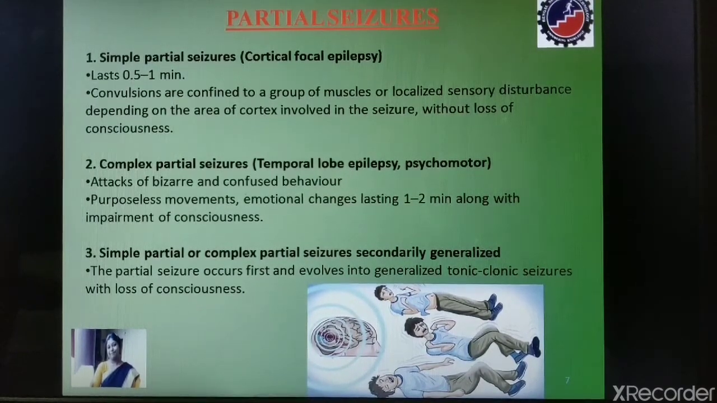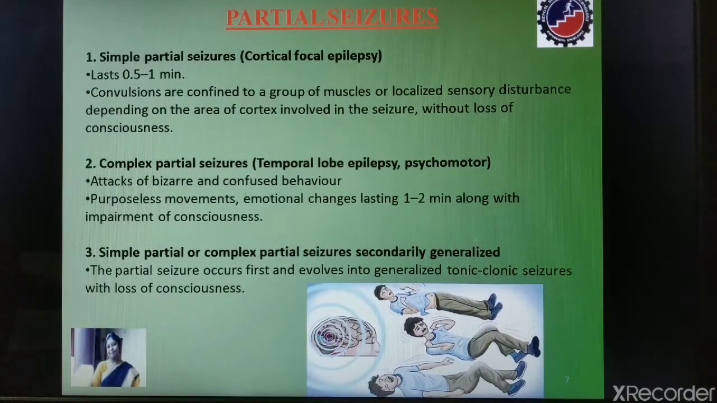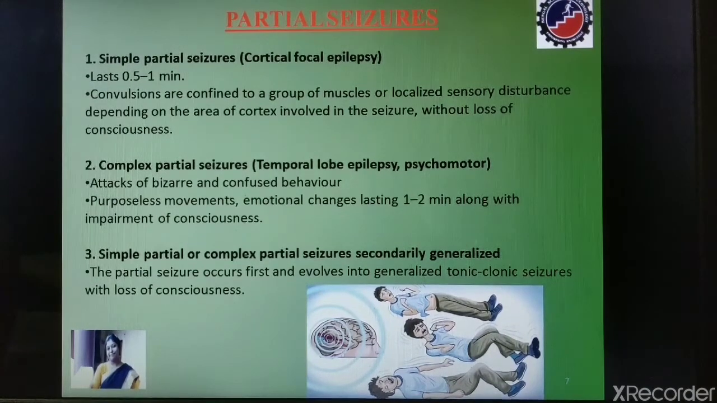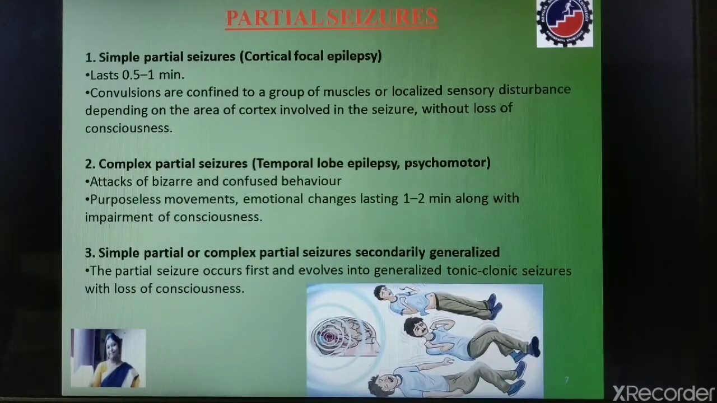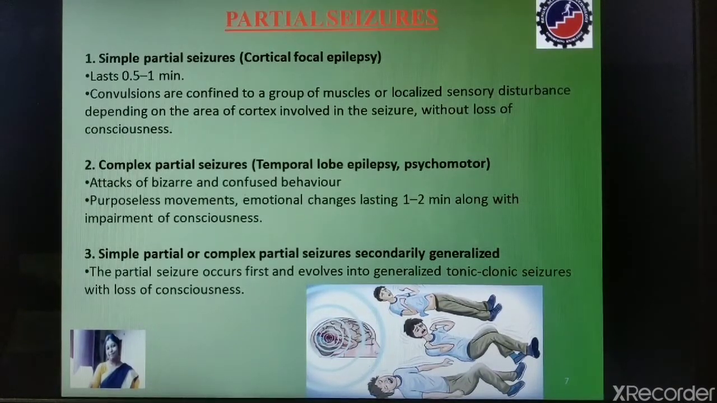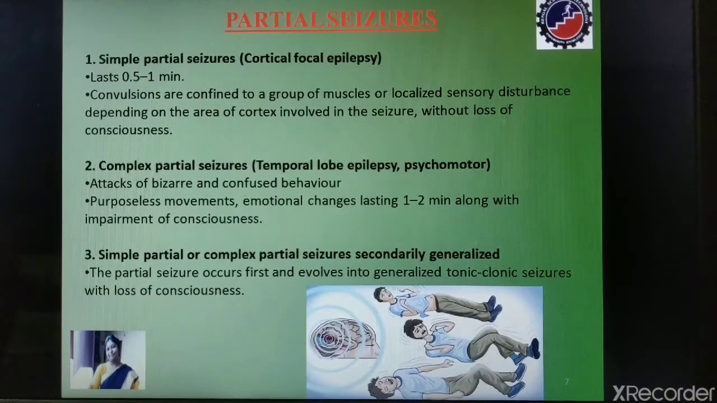So this is the basic difference between simple and complex partial. In case of simple, the patient is conscious and is aware of the attack, whereas in case of complex partial, the patient is not at all aware of the attack and there is impairment of consciousness. The third type, simple partial or complex partial seizures, secondarily generalized, is characterized by a partial seizure which is then followed by a generalized tonic-clonic seizure, and there is loss of consciousness in this type of seizure.